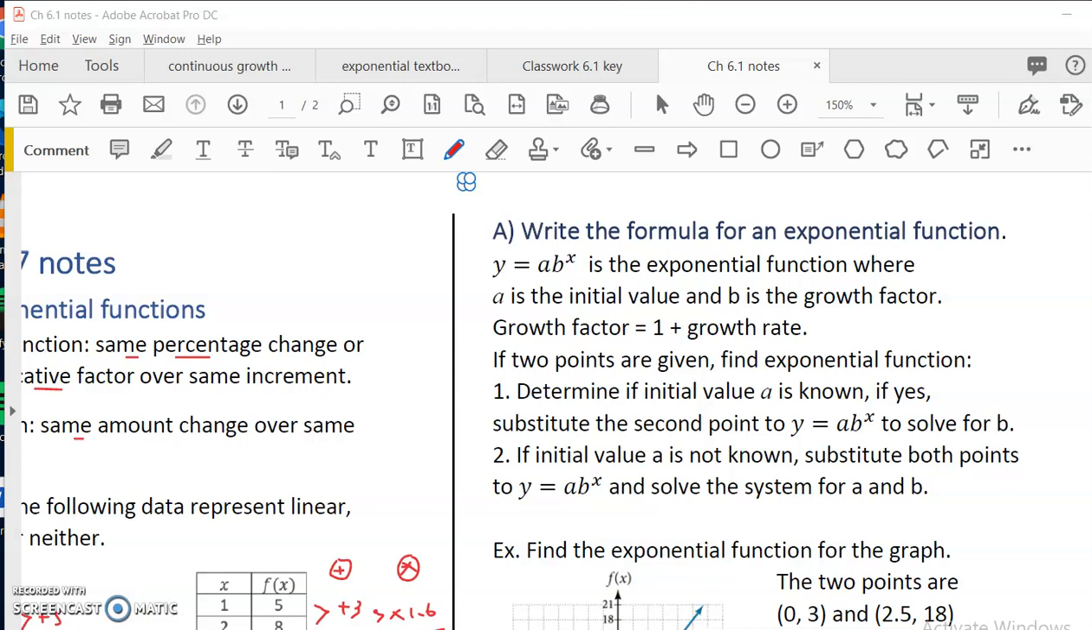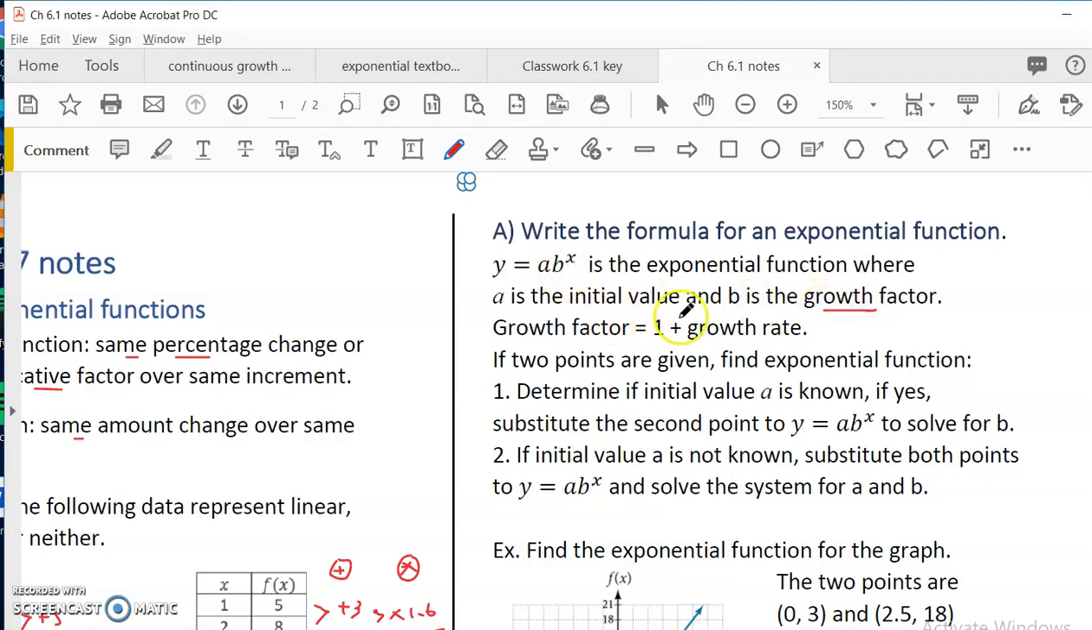We are going to explore how we can write the exponential function formula given some points, or given some behavior, or given some condition. So we introduce the formula of an exponential function. It has y equals a times b to the x. b is what we call the growth factor.